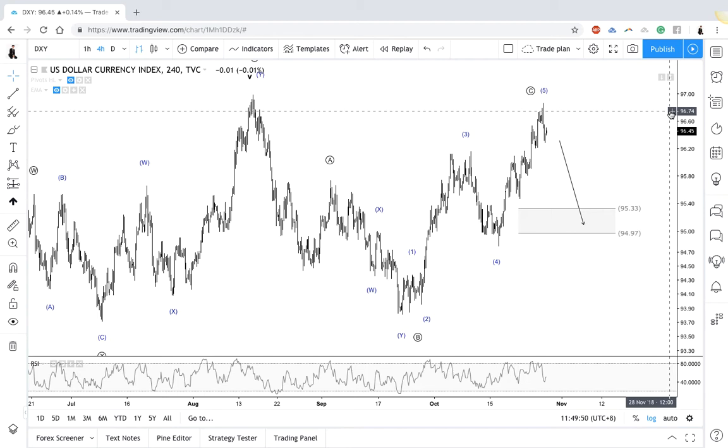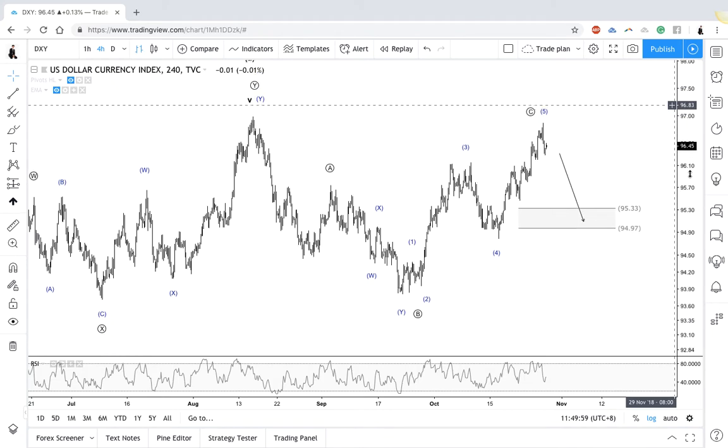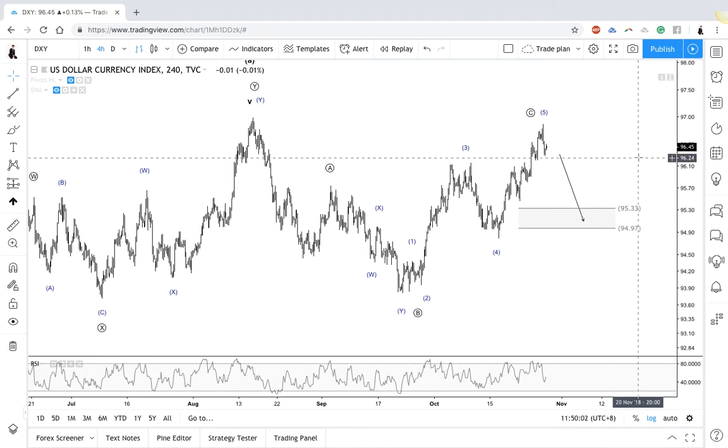The simple reason is that if you look into the events calendar for the week, we do have NFP coming on Friday. Another thing I would like to point out is that we are seeing some divergence between the US dollar and, of course, the gold inverse. Usually when we see a divergence between these two instruments, it signals a potential reversal in the dollar.